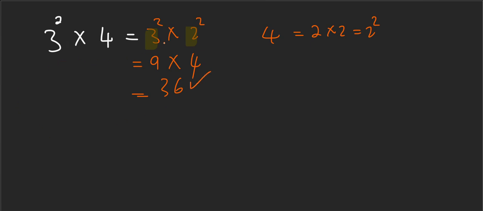So always look for the bases. If the bases are not the same, you're not allowed to add the exponents. So 3 squared multiplied by 2 squared is not the same as 3 to the power of 4. You can't even pick one of these bases because they're not the same. So you can't add the exponents.